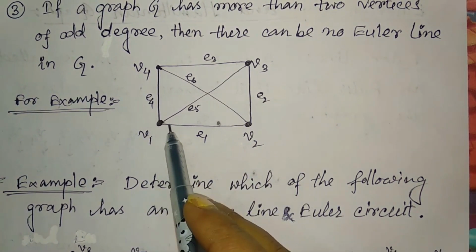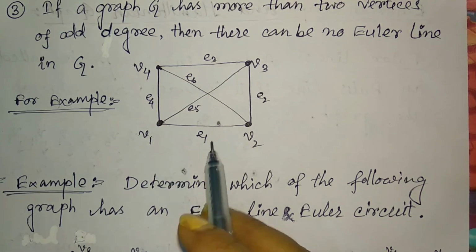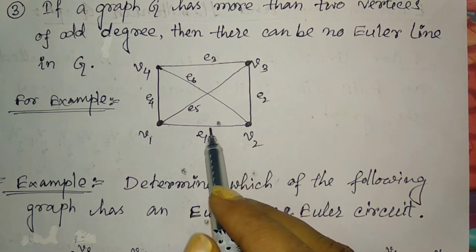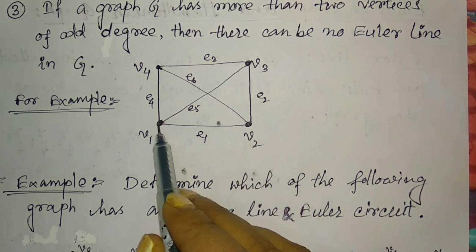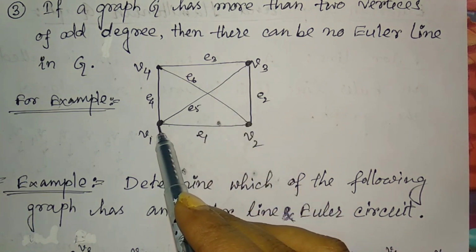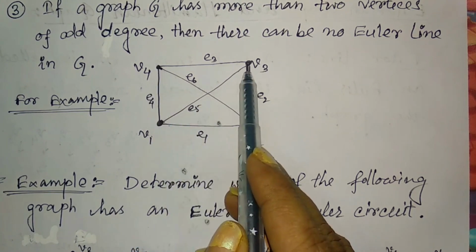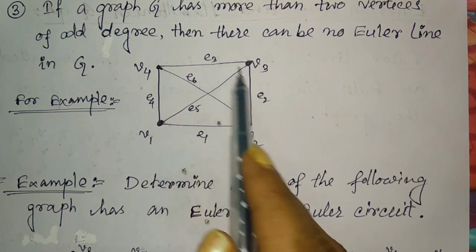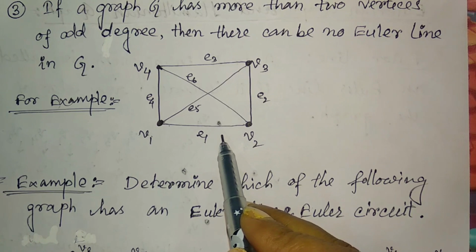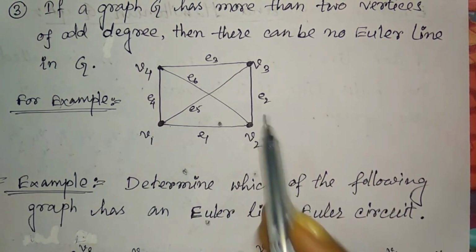All these vertices have degree 3. So the number of odd degree vertices in this graph is 4. So we can definitely say it will not contain an Euler line even. So look, V1 to V2, then V2 to V3, then V3 to V1 again, then V4. Either we can include this one or we can include this one. So it is not possible to include all these lines just traversing exactly once. So it is not possible. That's why we can say the Euler line is not possible here.